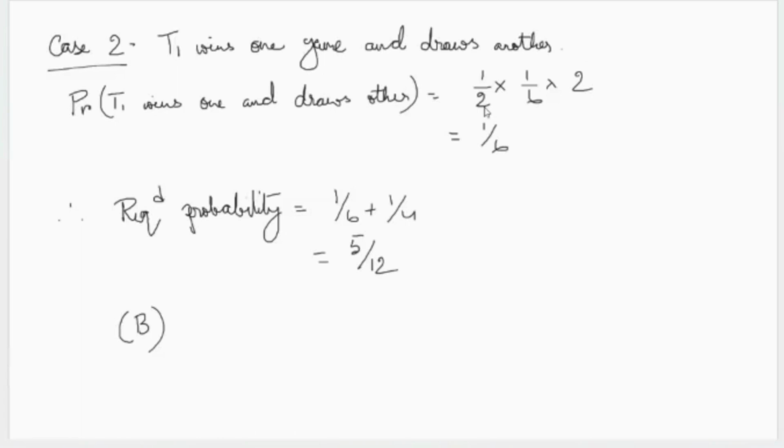And now the win and draw can come in two ways. That is, the first game can be a win and the second can be a draw, or the first can be a draw and the second can be a win. So there are essentially two ways. So it's 2 into half into 1/6. So it comes out to be 1/6. And the required probability is the sum of the probabilities in case 1 and case 2. It's 1/6 plus 1/4, so it's 5/12. So P is the correct answer.